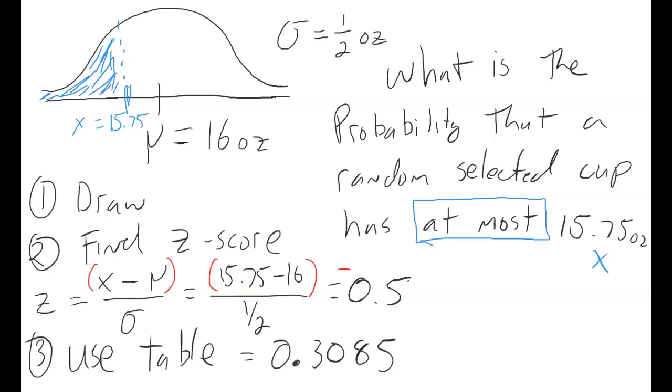Any questions? So that's all review. So hopefully everyone is kind of remembering this, and it has come back to how to use the table. So there is a 30.85% chance of randomly selecting a cup that will have at most 15.75 ounces from this coffee shop. Everybody have this down in their notes before I move on?